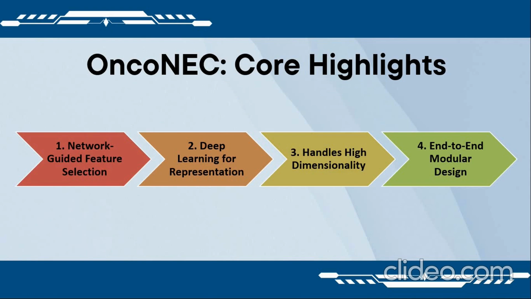OnConnect's power comes from four core strengths. One, network-guided feature selection. We use real biological networks, so every feature has meaning. Two, deep learning for representation. Hidden patterns become clear, actionable signals. Three, handles high dimensionality. We cut straight into what matters most. And four, end-to-end modular design. From input to classification, everything is seamless yet adaptable for the future. Four pillars, one mission: to make cancer subtype prediction sharper, faster, and smarter.